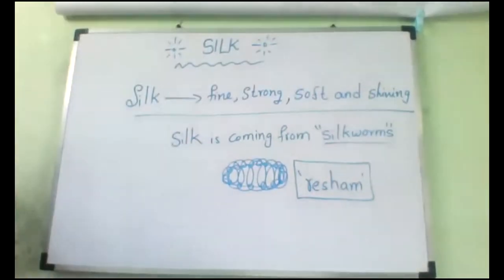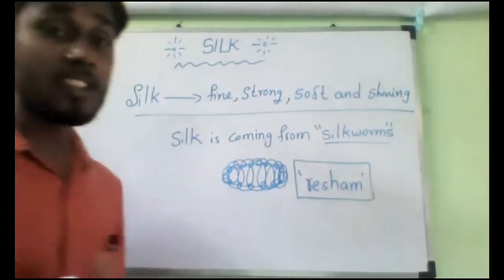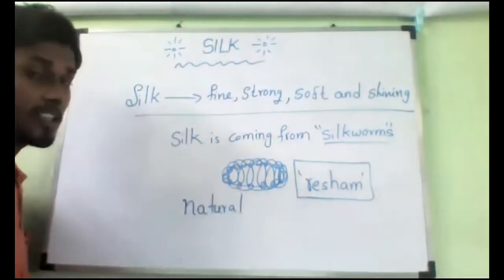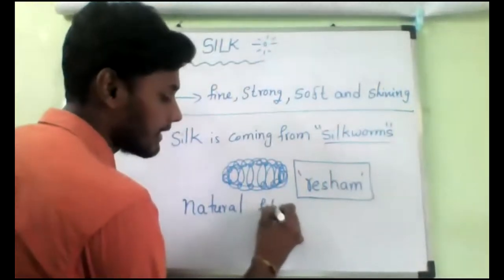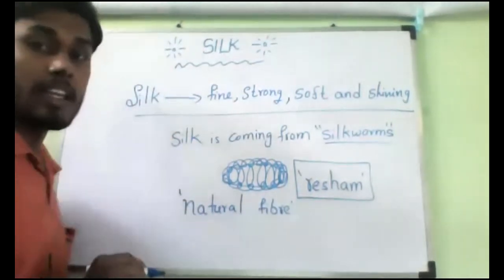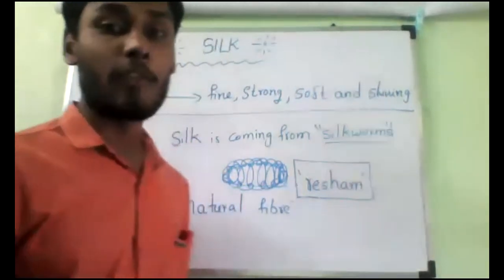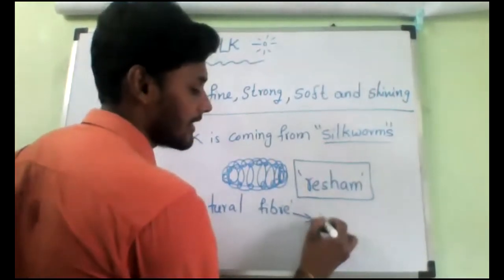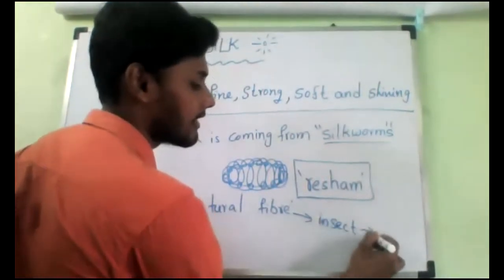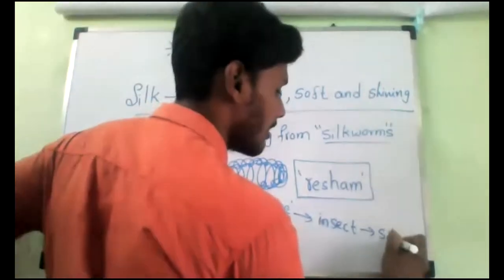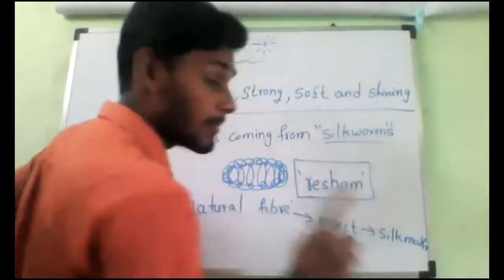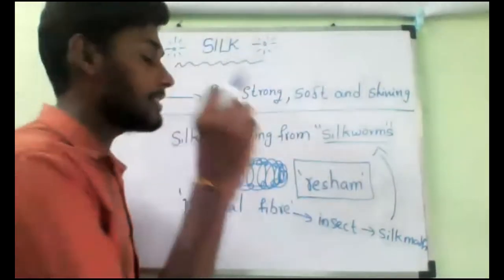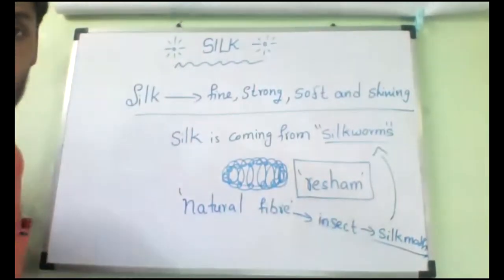So that is called a natural fiber. What should we call it? Natural fiber, obtained from an insect called what? What is that insect's name? Silkworm. Insect family called silk moth. What should we call it? Silk moth. Later only it will turn into a silkworm. First, the basic one, we call it silk moth. Okay?